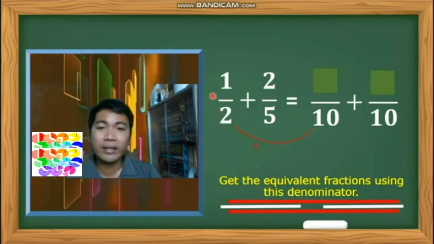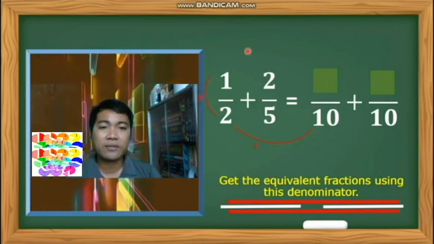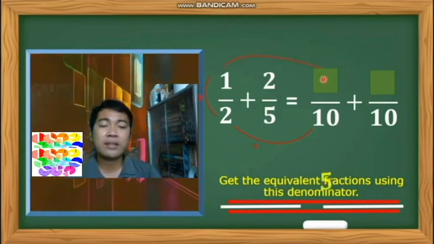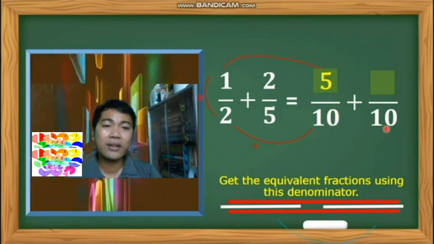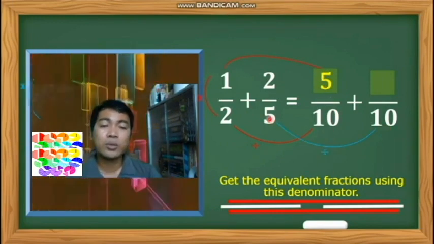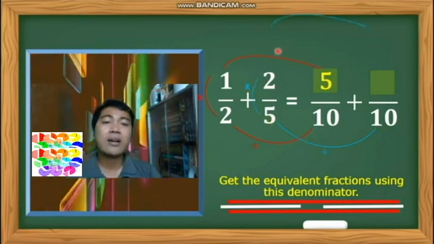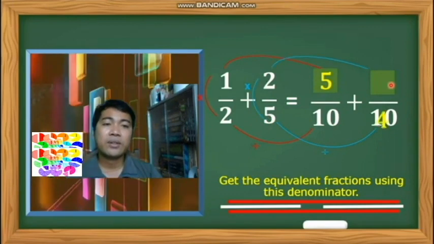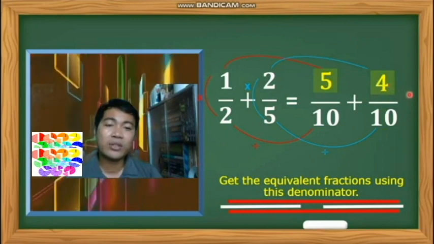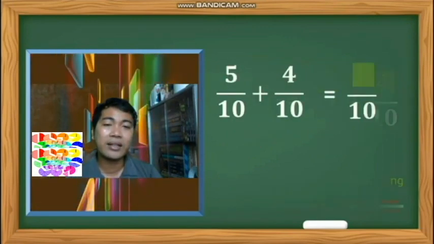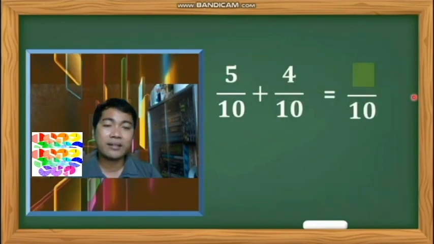So, 10 divided by 2 is 5. Then, times 1 is 5. Okay, next is 10 divided by 5 is 2. And 2 times 2 is 4. Alright. So, our new fractions are 5/10 and 4/10.